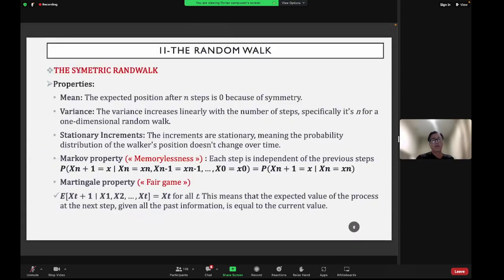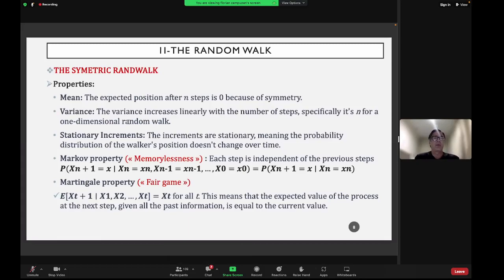So, the properties of the symmetric random walk. The mean, the expected position after n steps, is 0 because of the symmetry. Because on average, you will make 1 meter forward, 1 meter backwards. You don't know the distribution of the backward moves and the forward moves, but you know that on average, since it's the same probability to make a forward move and a backward move, the expectancy, or the expected position of the walker at the nth step, is 0. It's really important, because you will have the same property in arithmetic and geometric Brownian motion.